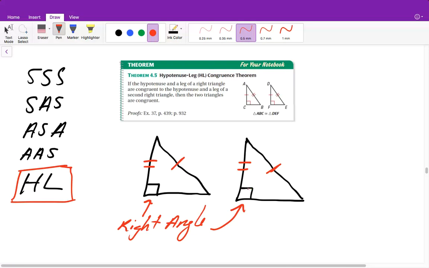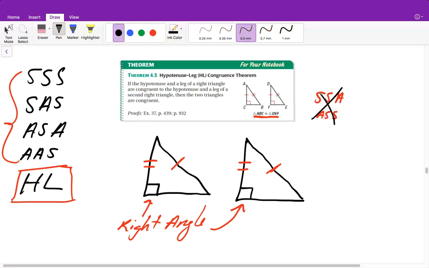So since it's a right angle, right away you should look, does HL work? Maybe it's not HL, maybe it's still one of these four, but everyone forgets about HL. So once it's a right angle, check and see, do I have a hypotenuse and do I have a leg that are congruent? And if I do, then they are congruent by HL. And here we see that we have two right angles, so C and F. And then we see our legs are congruent, our hypotenuses are congruent, so we can say the two triangles are congruent.